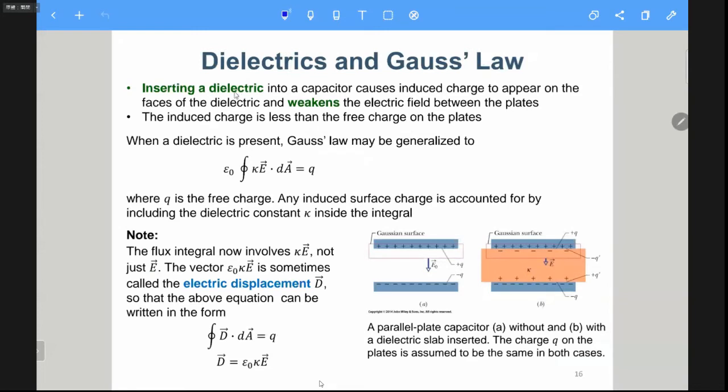So here, inserting a dielectric into a capacitor causes induced charge to appear on the faces of the dielectric and weakens the electric field between the plates. As I just mentioned, if there is no dielectric between, then there is the external E field, which is generated by the parallel plate, known as the capacitor.